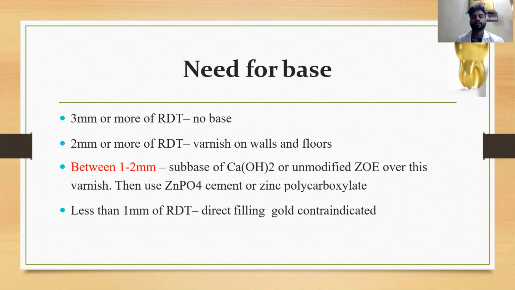Need for a base. Generally, if there is 3 mm or more of remaining dentin thickness, we don't give any base. If there's 2 mm or more of remaining dentin thickness, we give varnish on walls and floors. Between 1 to 2 mm, we can give a sub base of calcium hydroxide or unmodified zinc oxide eugenol over this varnish. Then use zinc phosphate cement or zinc polycarboxylate. If the remaining dentin thickness is less than 1 mm, direct filling gold is contraindicated.